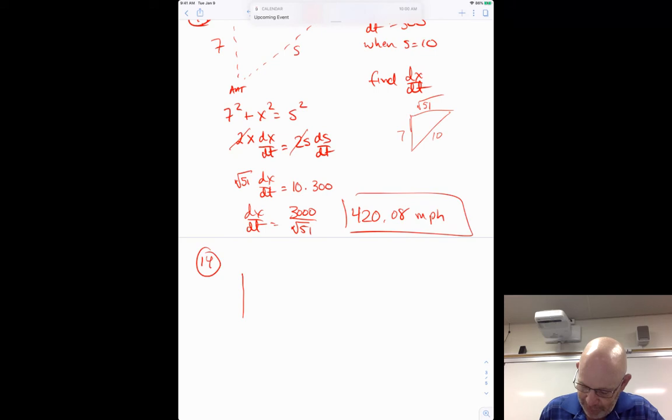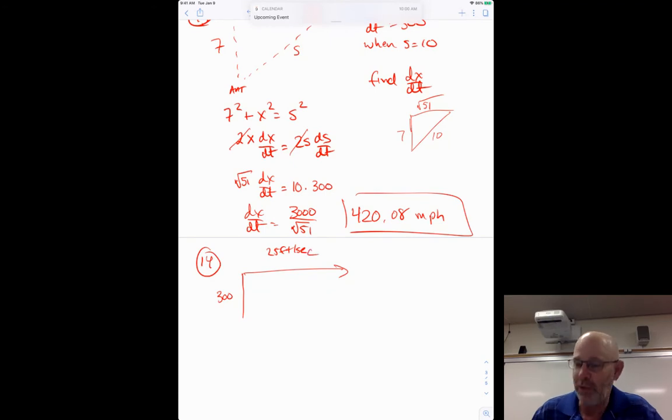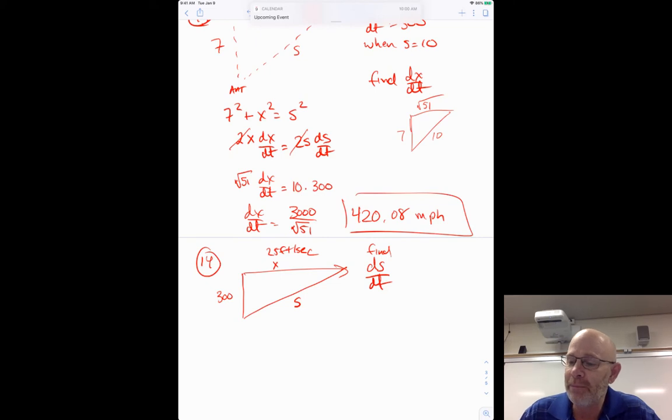She's flying a kite at a height of 300 feet. The wind is carrying the kite horizontally, just like that, at a rate of 25 feet per second. And then the question is, how fast must she let out the string? So that's going to be that length right there. So let's call this, we'll just use the same variables, I guess, s and x. So we're trying to find ds/dt when the kite is 500 feet away. When s is 500. All right, so same basic problem, right?